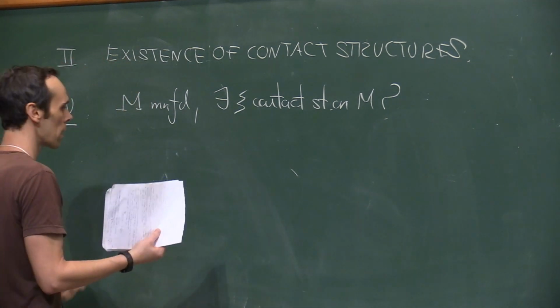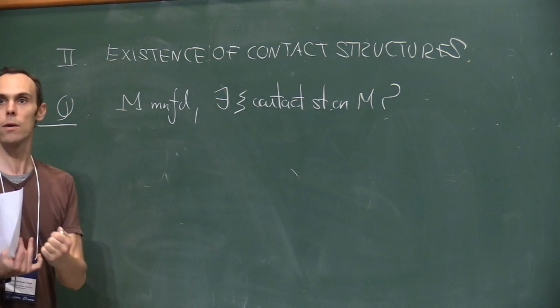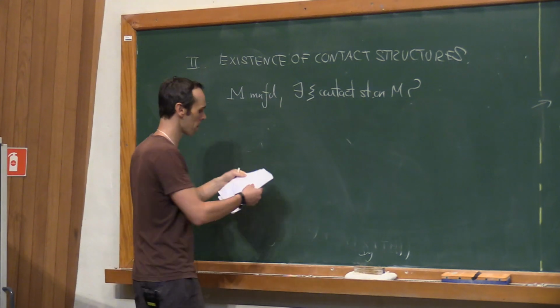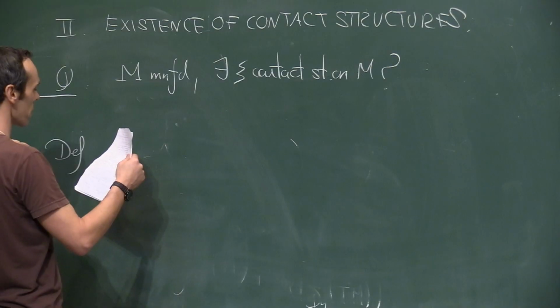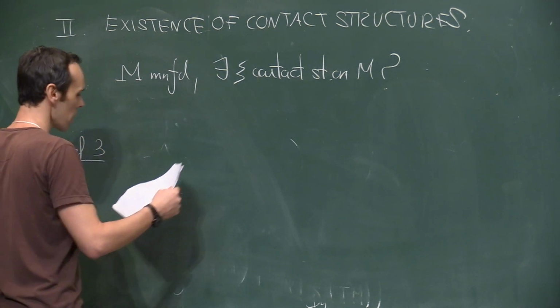So for that, I have to tell you what is the homotopical shadow that we see when we have a contact structure on a manifold. So let me just introduce a definition. It should be my third definition.